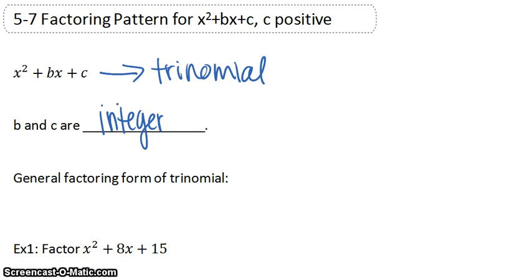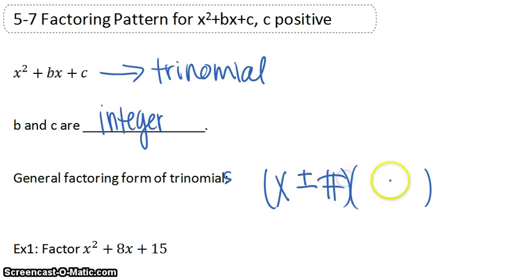Okay, now the general factoring form of trinomials is going to look like this. I always like to do the little parentheses first, and then it's going to be x, or whatever your variable is, plus or minus a number. When I say plus or minus, I'm saying it could be x plus a number or x minus a number. It's not going to be both of them at the same time.